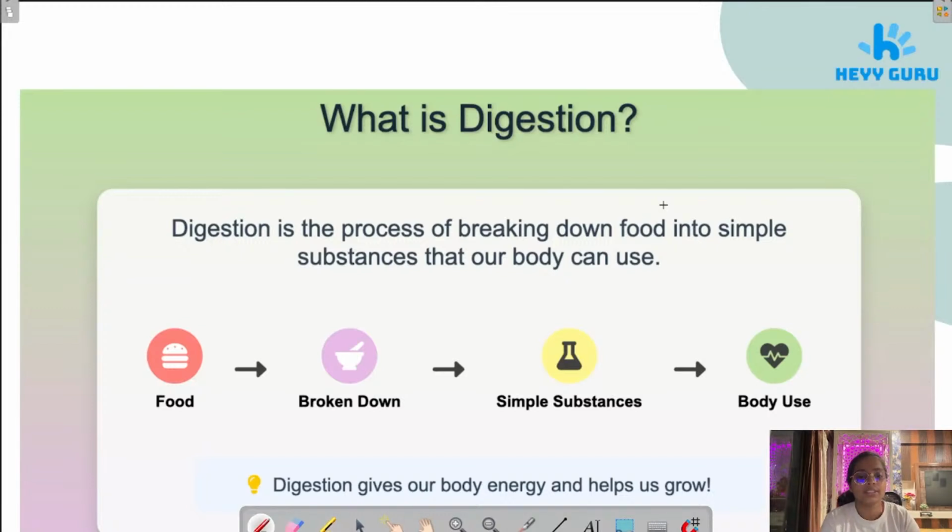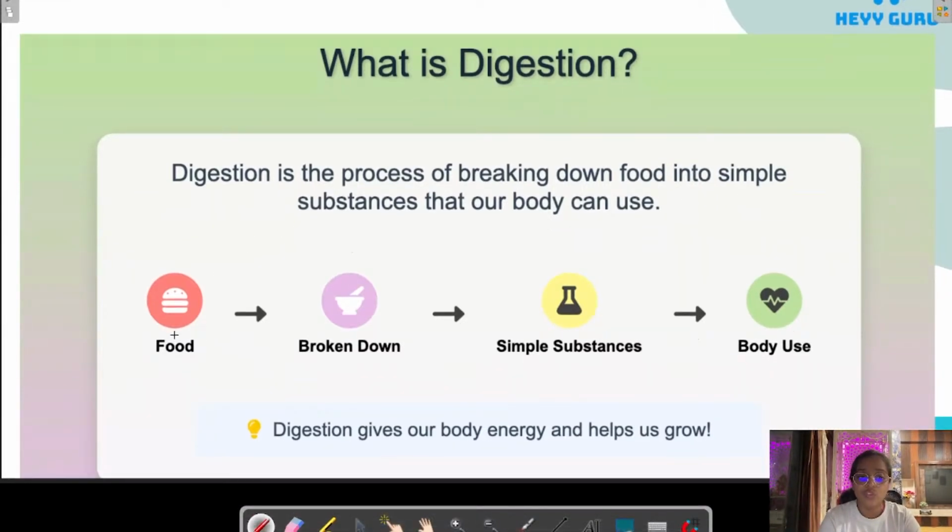Here you can see in the image that the food is broken down, then it becomes simple substances, and those simple substances are useful to our body. This is what digestion is called.